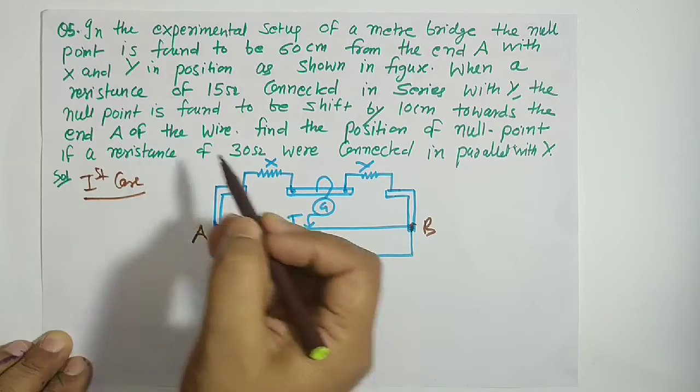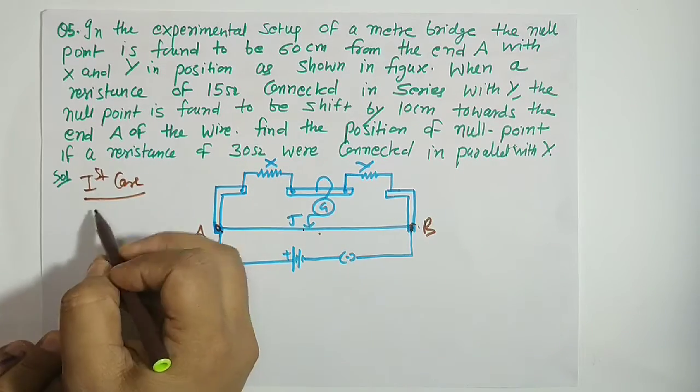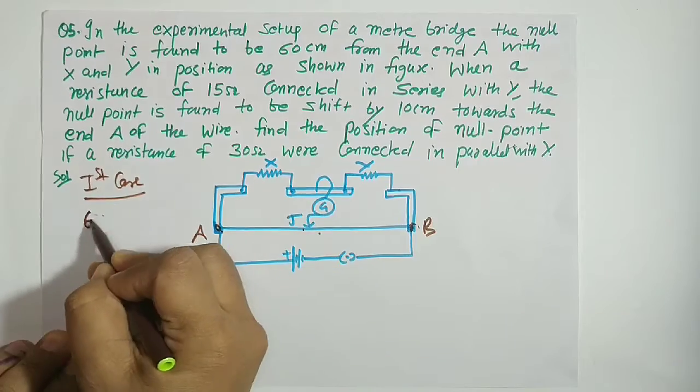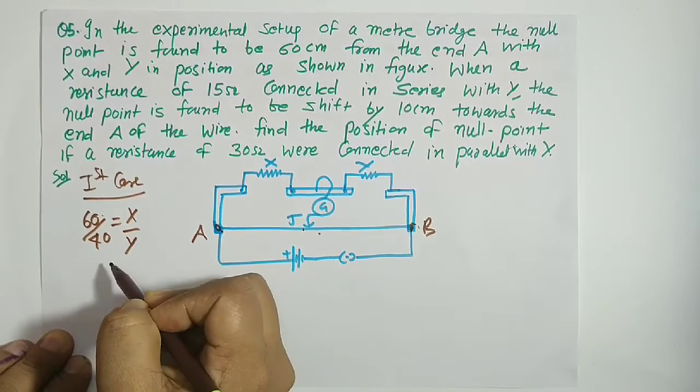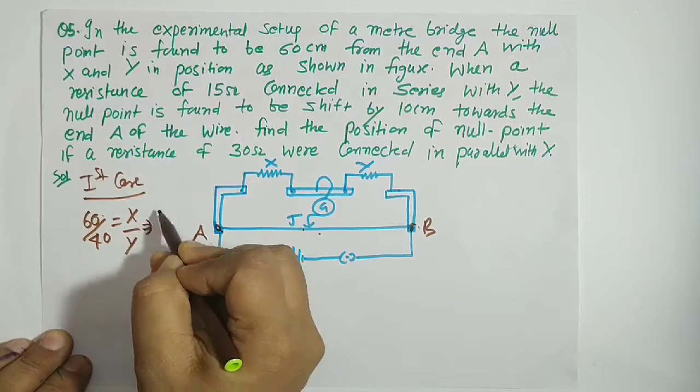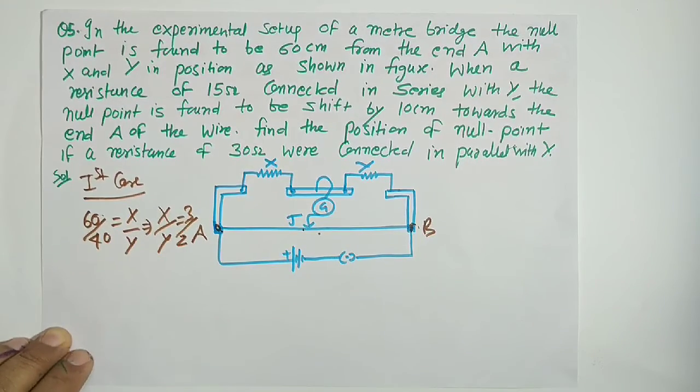In the first case, P by Q equal to R by S. So what is P by Q? Length 60. The other will remain what? 40. So 60 by 40 will be what? Can you tell me? X by Y. So this is the first equation. In this way you got X by Y is 3 by 2. This is the first thing.